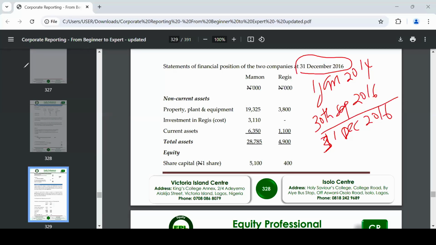I already begin to have an idea. This is going to be my consolidation date. This is going to be my acquisition date. Even though we acquired in piecemeal, what I will recognize as my acquisition date is the day I got control, which is 30th September 2016. Okay, move on from that.